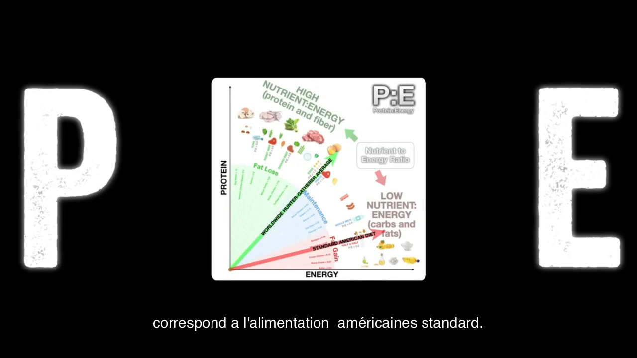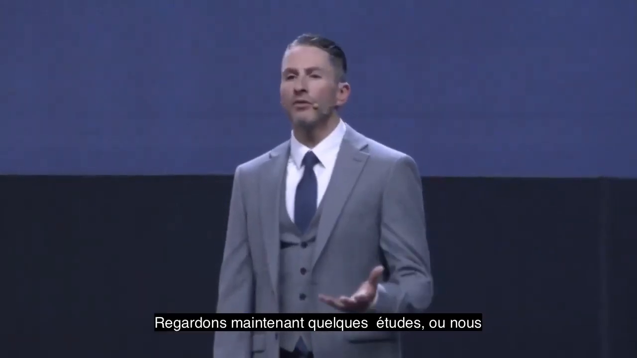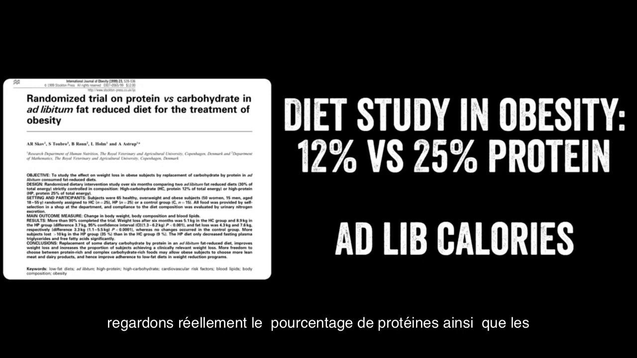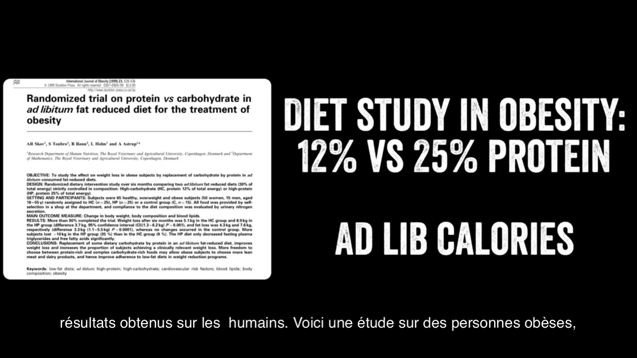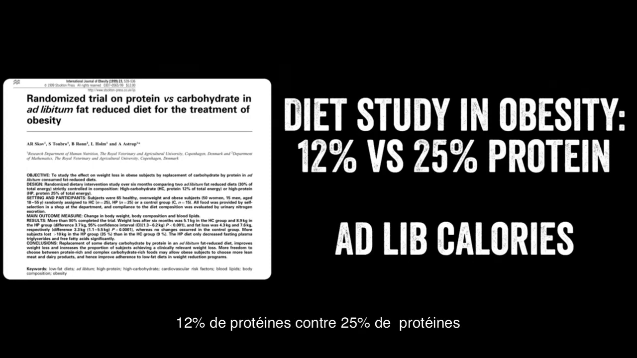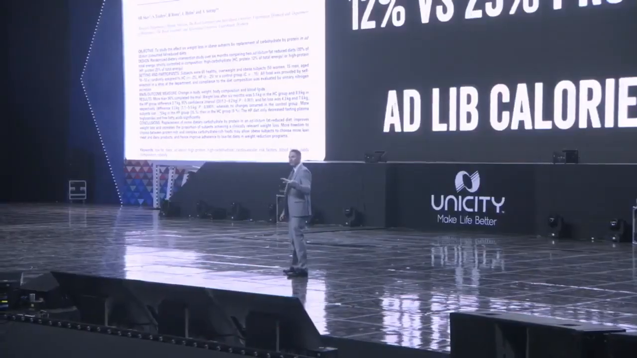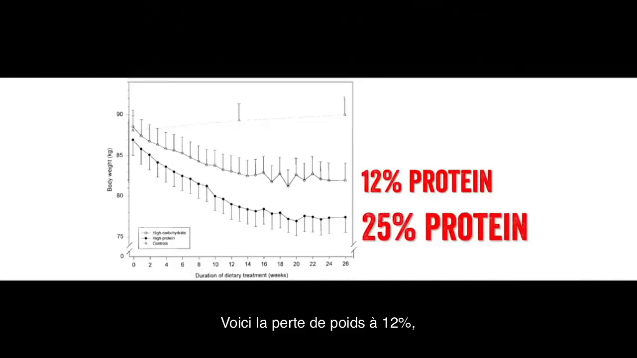Now let's look at a couple studies where we actually looked at protein percentage and the outcomes in humans. This is a diet study in obesity, 12% protein versus 25% protein, with ad lib calories, which means you ate as much as you wanted. Here's the weight loss in 12% versus 25%. As you can see, higher protein is always better, even when you're eating as much as you want.